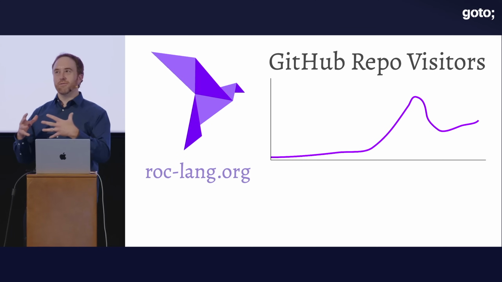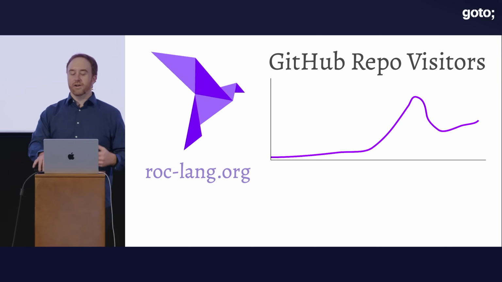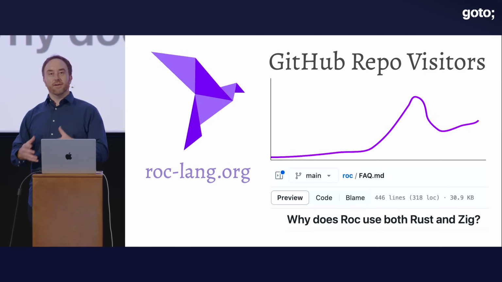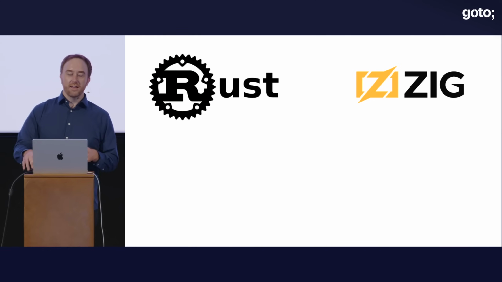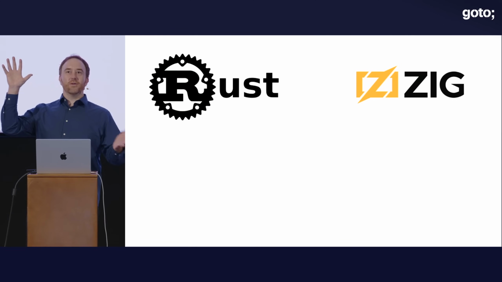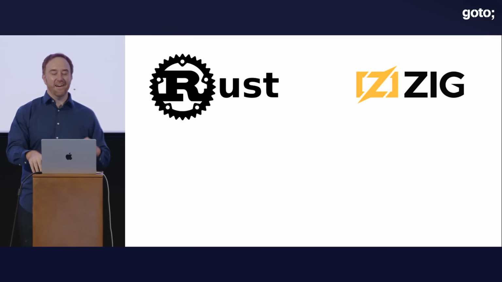It turned out that somebody had written a blog post that went viral, and it linked to one of our FAQ entries, which is, why does Roc use both Rust and Zig? Apparently, a lot of people had questions about this. So how many people here are familiar with both Rust and Zig? Okay, so some, but less than half.